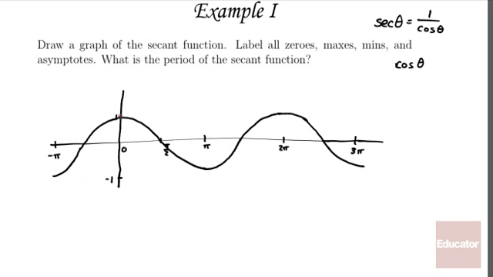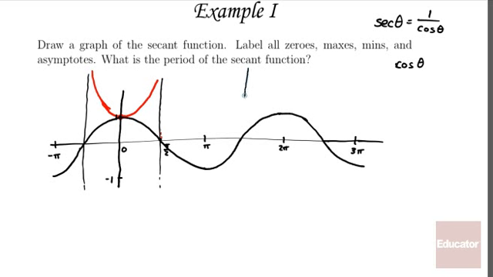So in particular, 1 over 1 is 1, and then as the cosine goes down to 0, secant is 1 over cosine, so it goes up to infinity there. And it does the same thing on the other side. So secant looks like that.